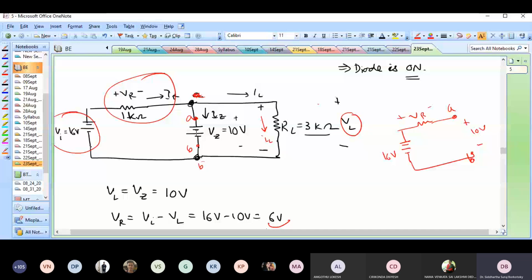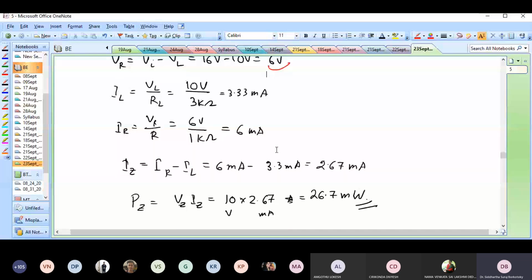Current flowing out of the terminal is IL and IZ. So basically, IR has to be equal to IL plus IZ. So this is KCL. If I apply KCL, then I see that IZ is IR minus IL, which is 6 milliamperes minus 3.3 milliamperes, or 2.67 milliamperes.